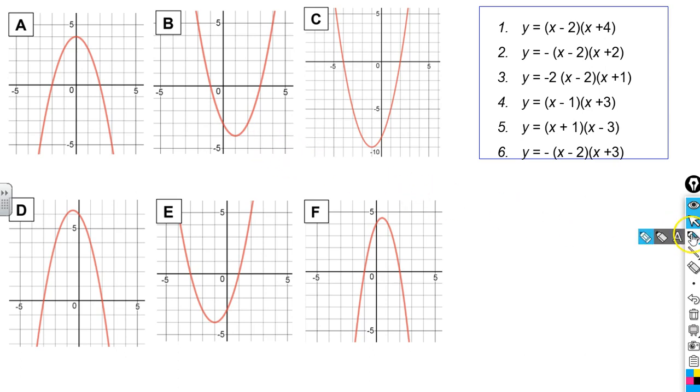And so if we look at graph A, we can tell that there's an x-intercept right here at -2, when x is -2, and there's an x-intercept here where x is positive 2. We can tell that the y-intercept is here at positive 4. When we look at graph B, we can see that the y-intercept here is at negative 3. We can see that the x-intercepts are at negative 1 and positive 3.